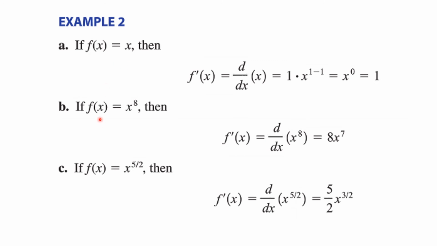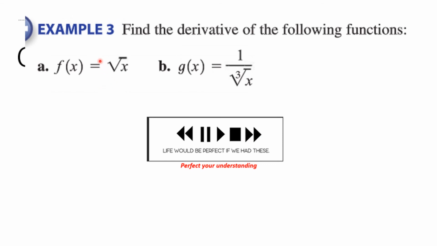If y equals f of x is x to the 8th, it's going to be 8x to the 7th. And if f of x is equal to x to the 5 over 2, then the derivative is going to be 5 over 2 x to the, you subtract 1 from 5 over 2, that means you're subtracting 2 over 2, so you're left with 3 over 2. Yes, there are fractions. Here's another problem for you to do with radicals. You're to find the derivative of the following functions. There are 2 here. You know what to do.